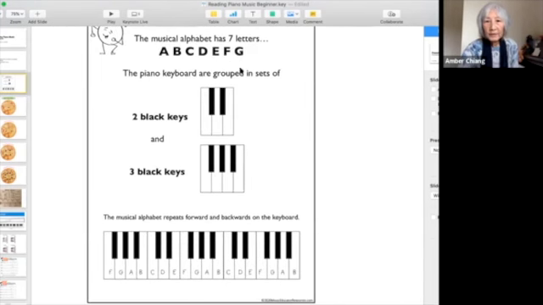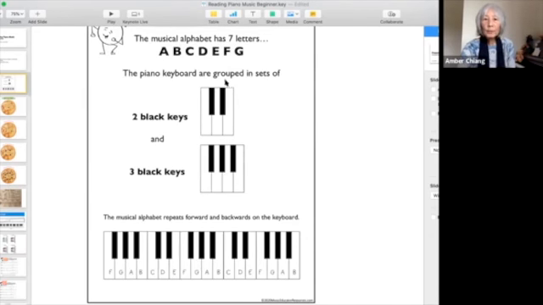There are 7 letters in the musical alphabet, which is great. That's all you have to know is 7 letters. A, B, C, D, E, F, G. And what do you think comes after G? A. We start all over again.